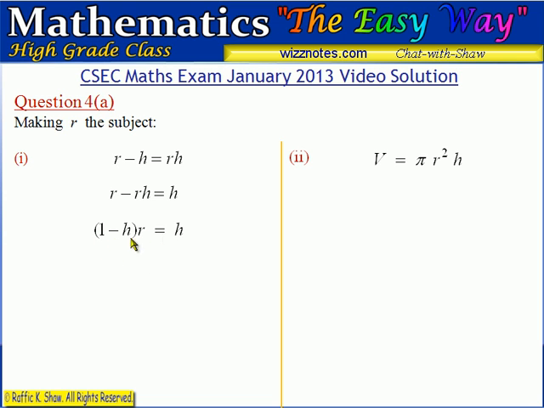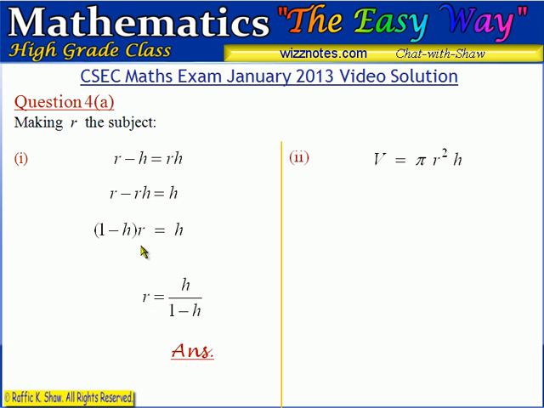Now to leave R as the subject of the equation, we need to divide both sides by 1 minus H to get rid of the H from this side. We are dividing both sides by 1 minus H, and the 1 minus H here will cancel the 1 minus H here, and we'll be left with R divided by 1 on this side, which is R. And so that reduces to R equals H divided by 1 minus H, and that is the result. R is the subject.